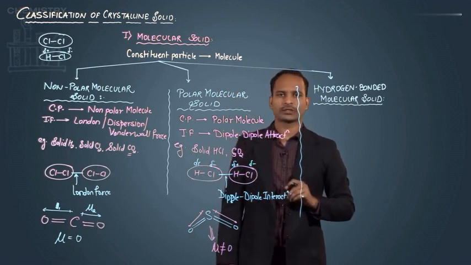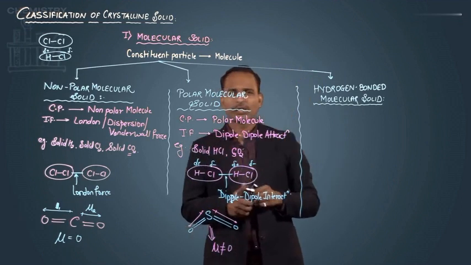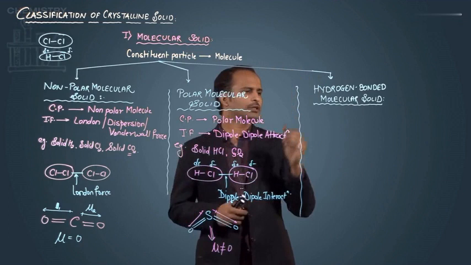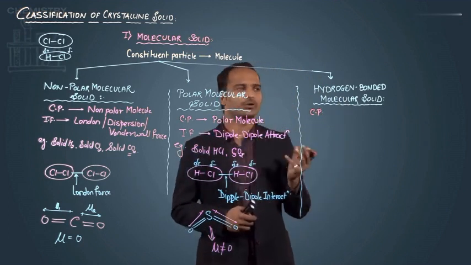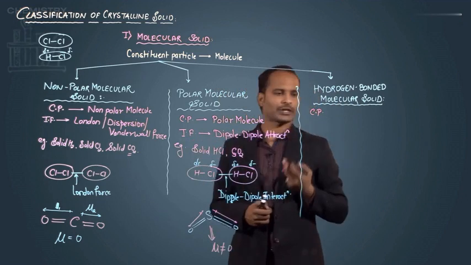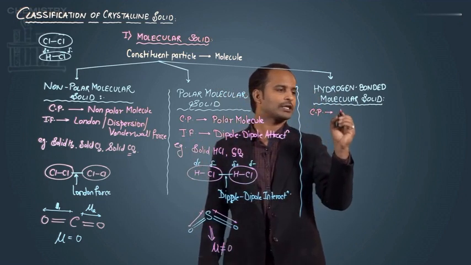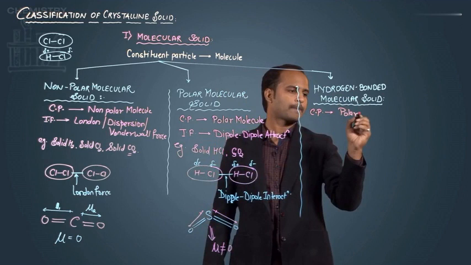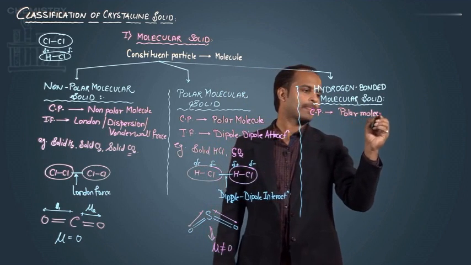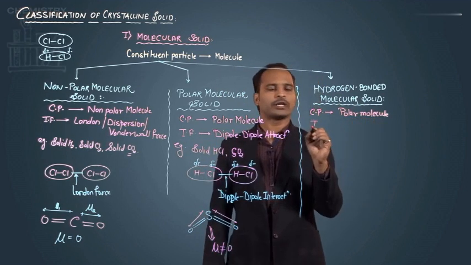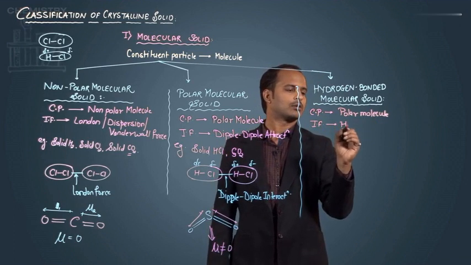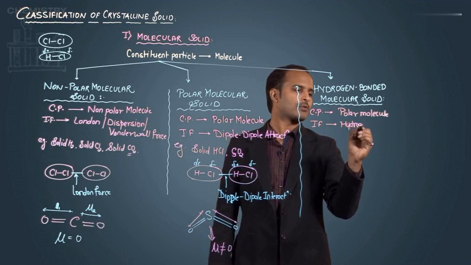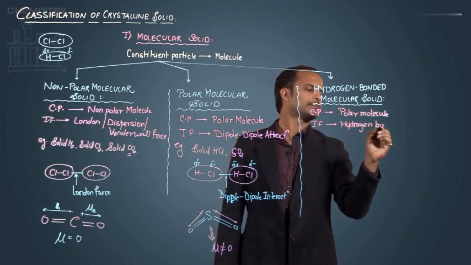Hydrogen bonded molecular solid. Hydrogen bonded molecular solid, here the constituent particle. Hydrogen bond is not the name of any molecule, it's a type of force of attraction. So here the constituent particle is again a polar molecule, and the intermolecular force of attraction is called a hydrogen bond.